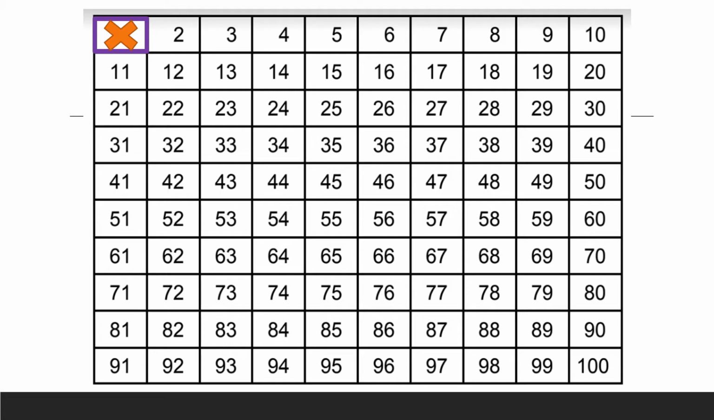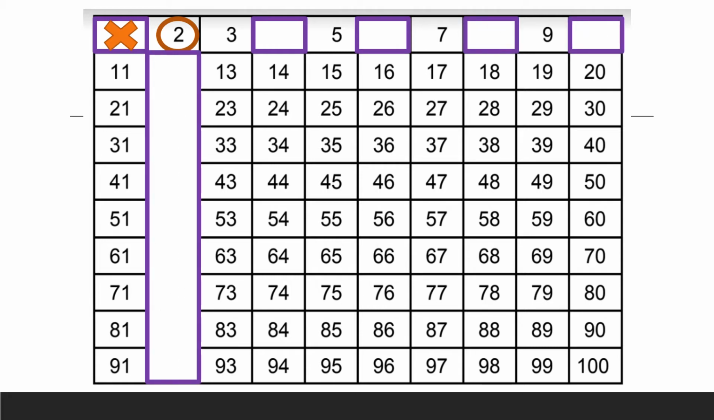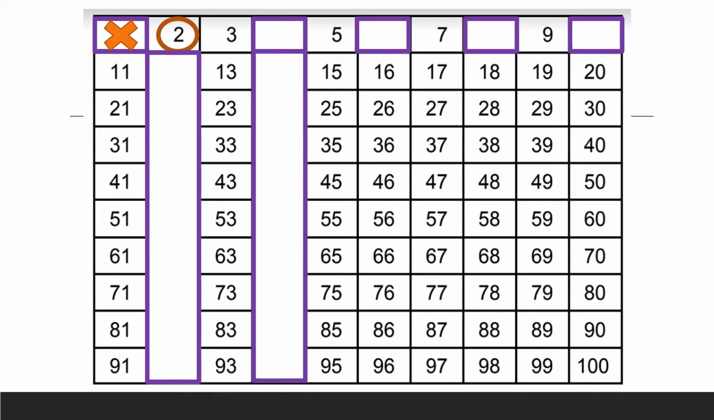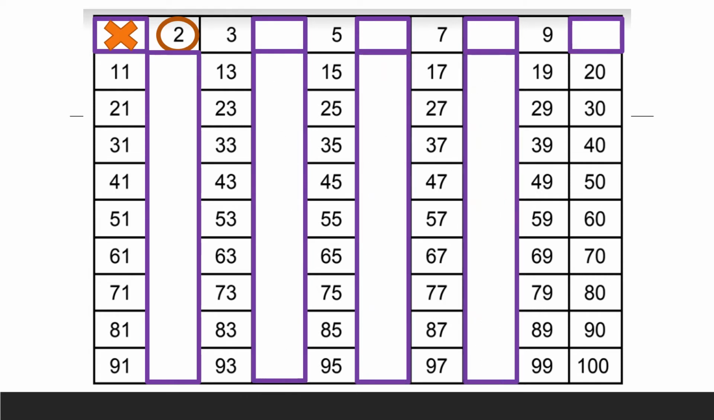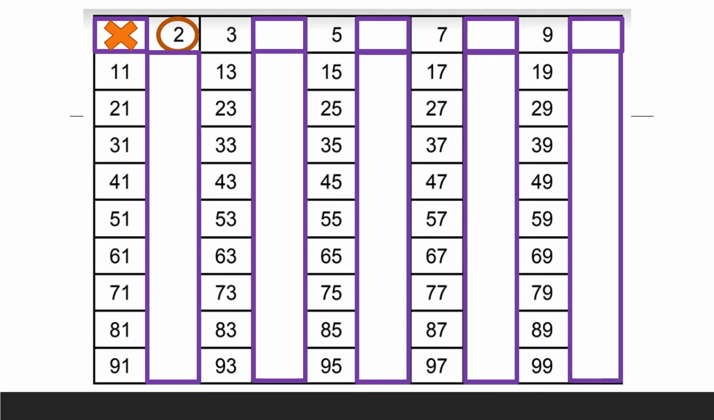Okay, now step number 2 is to encircle number 2 and color all multiples of 2. So multiples of 2 start with 4, 6, 8, 10, and so on. 12 up to down, 14 up to down, 16 up to down, 18 up to down, and 20 up to down. So that's it for step number 2.